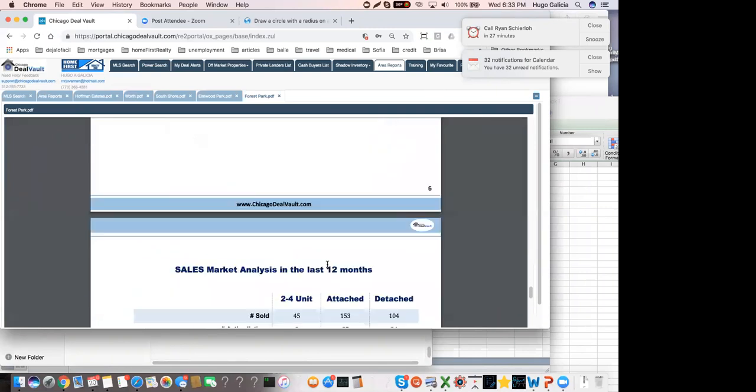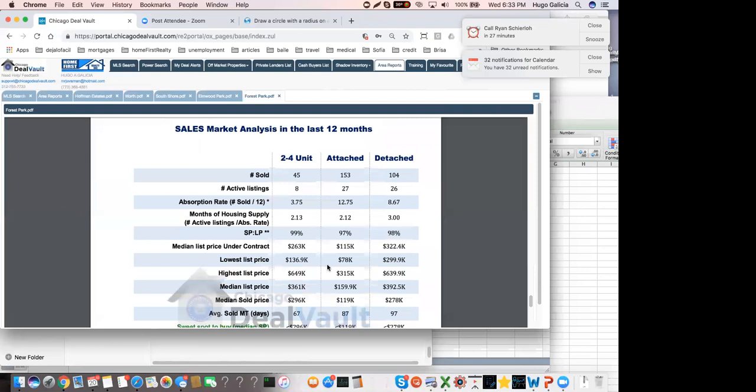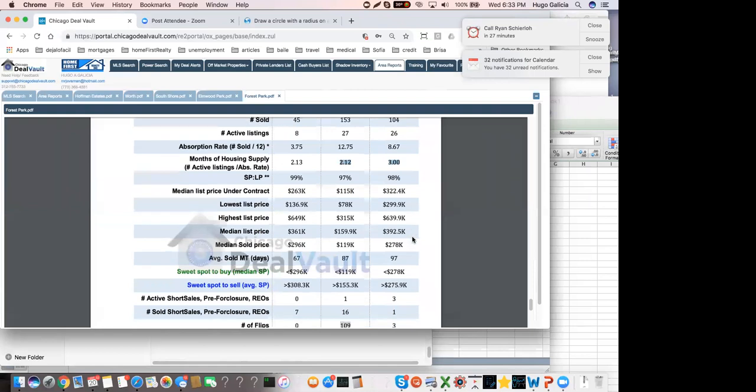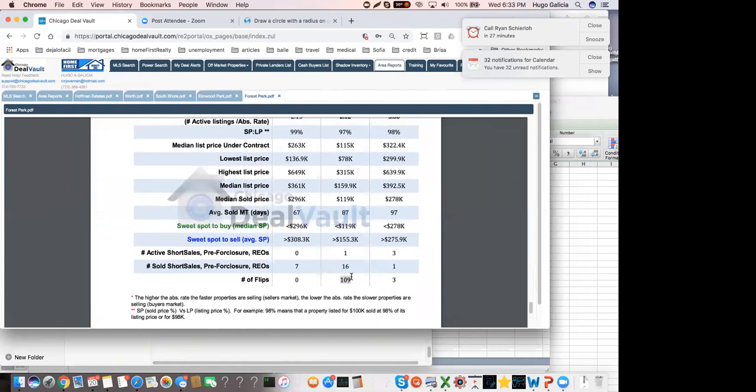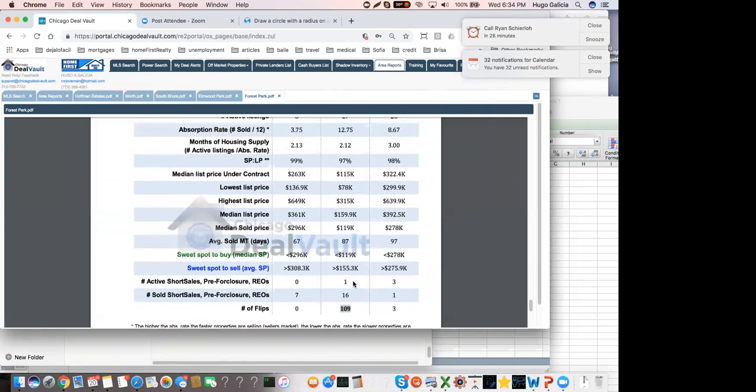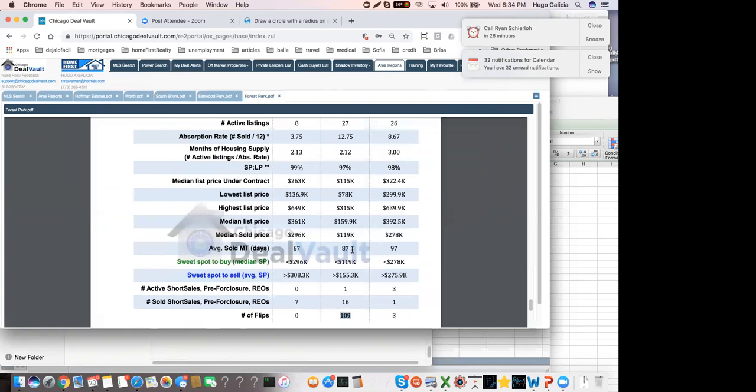Now let's look at whether it's a hot market per their absorption rate. No, you see nothing greater than 20%, and then nothing less than 2 months for the months of housing supply. So this is not a hot market, friends. So this is how quickly you can identify. However, there are tons of flips for condos in this area, okay? But still, they stay in the market for about 3 months.